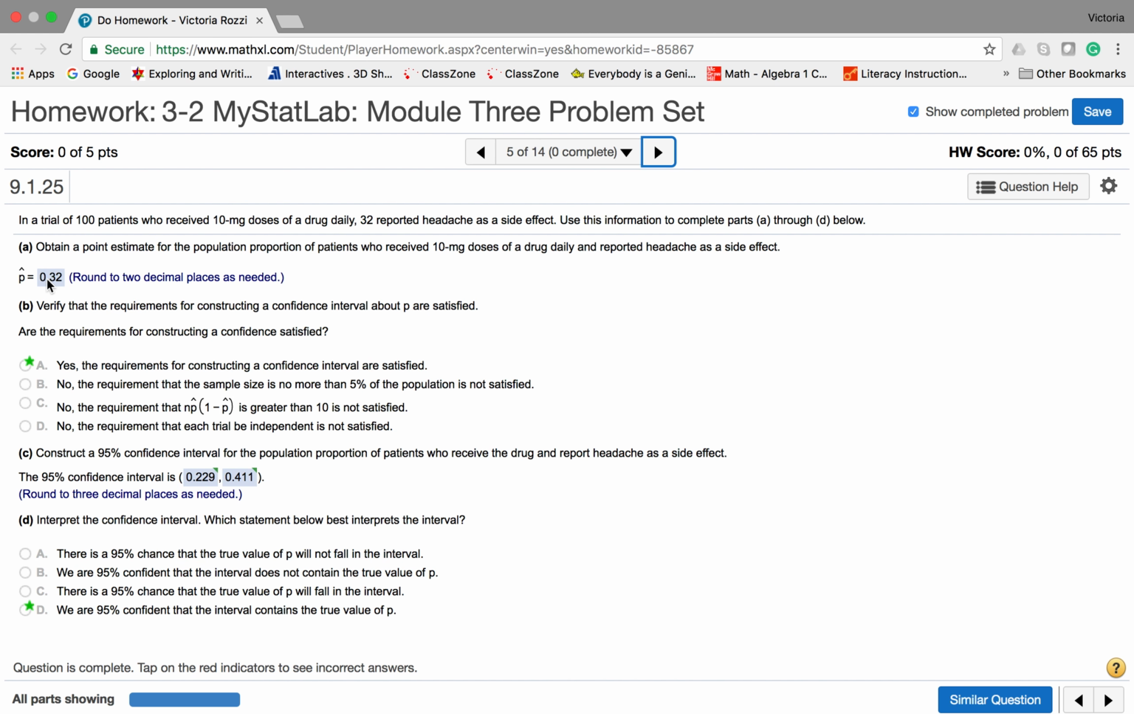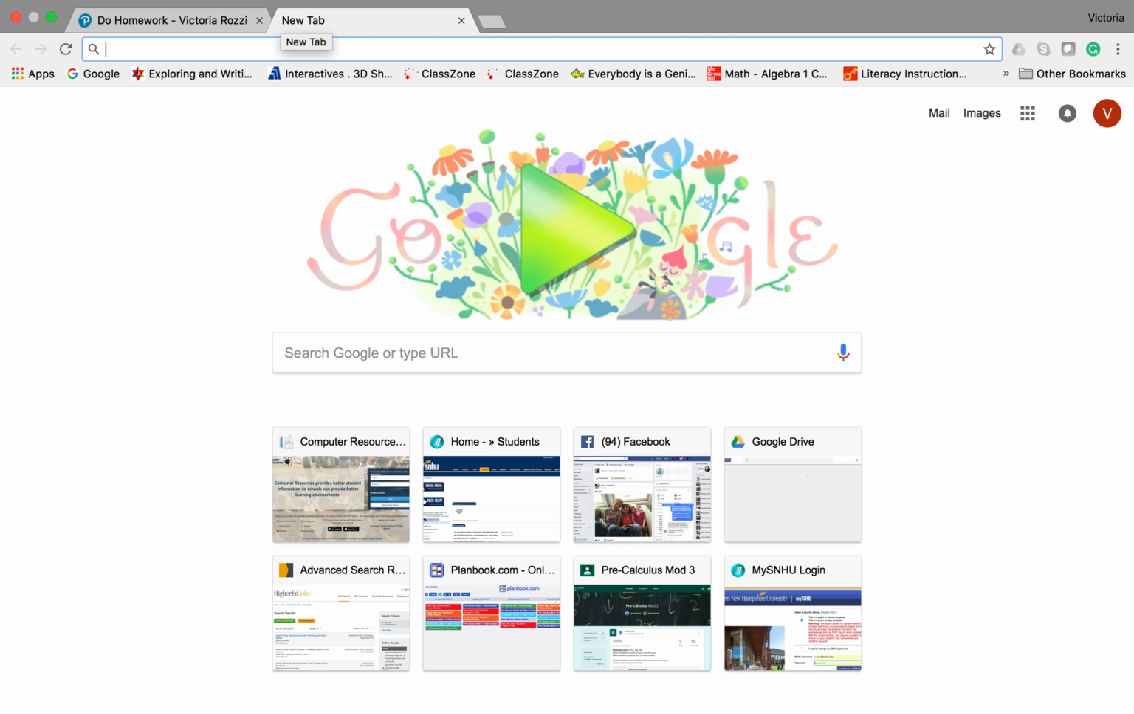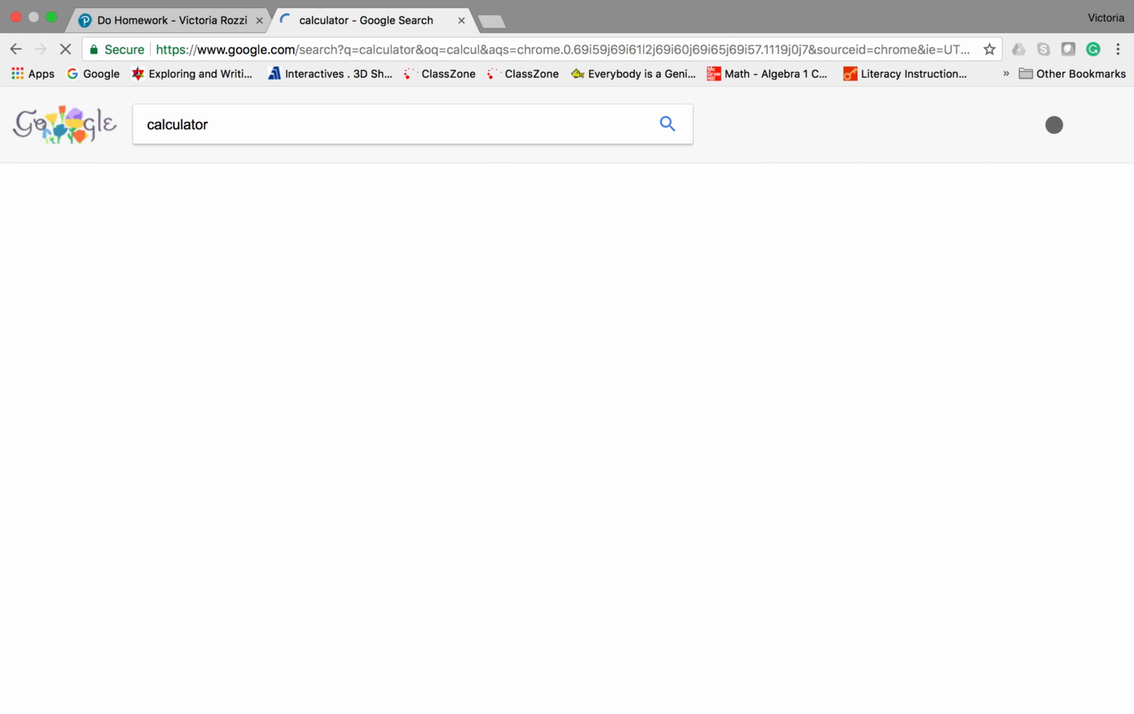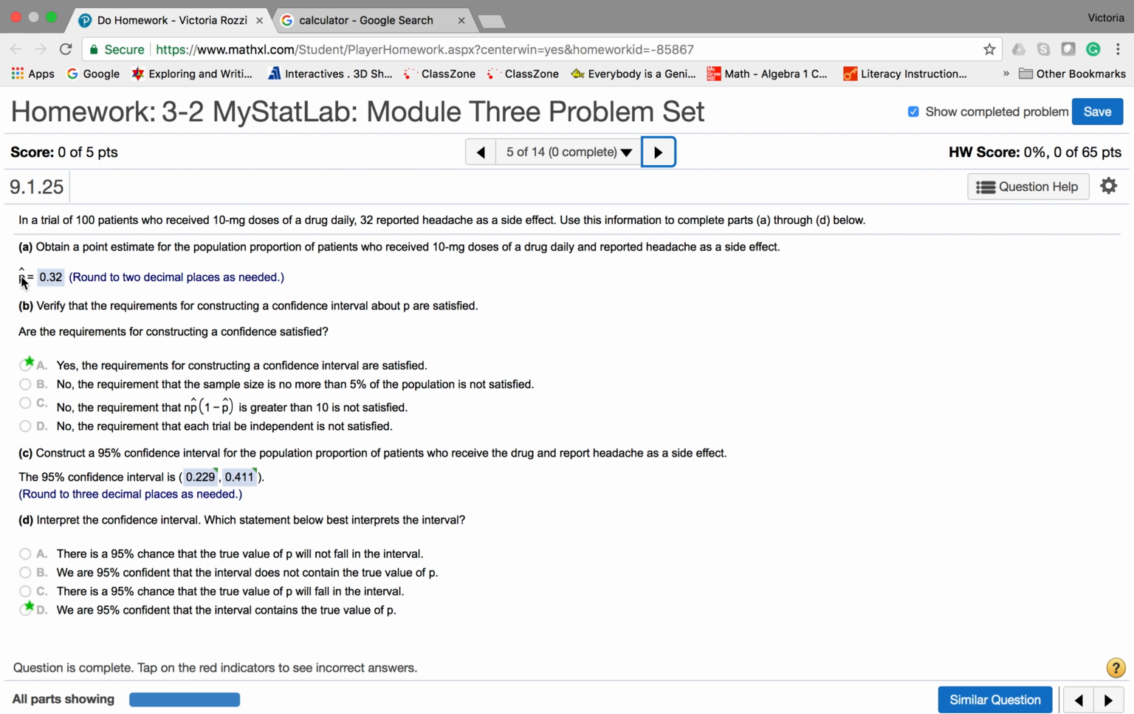Now the next thing we need to do is verify that the requirements to construct a confidence interval are met. And this is that n times p hat times 1 minus p hat is greater than or equal to 10. So to do that, I'm going to get my calculator here. First of all, my p hat, the point estimate for the population proportion, is 0.32.